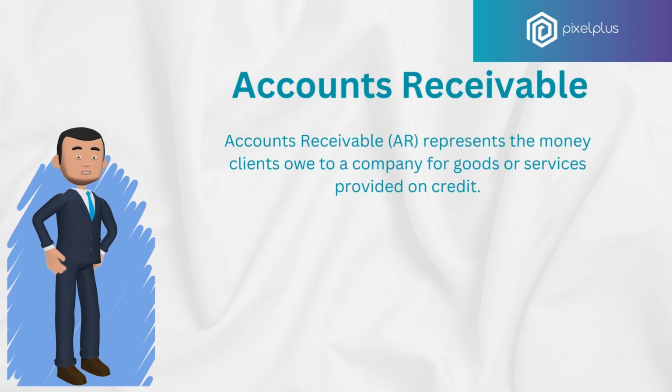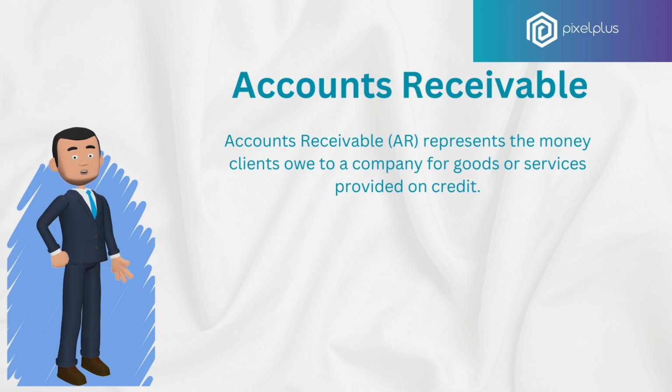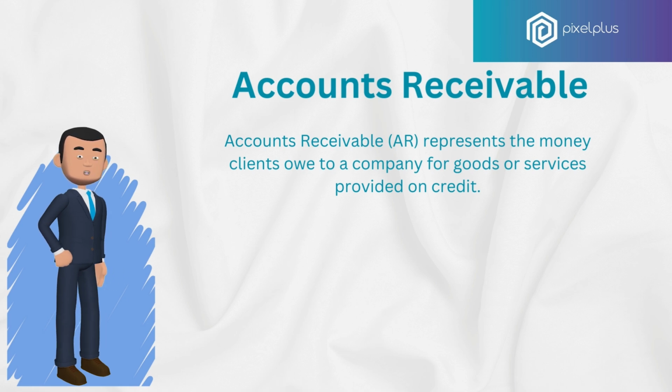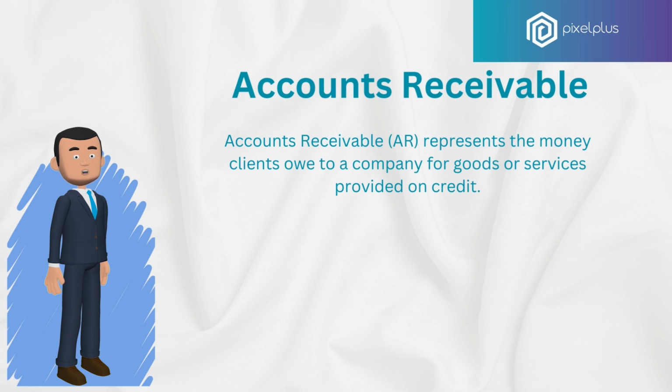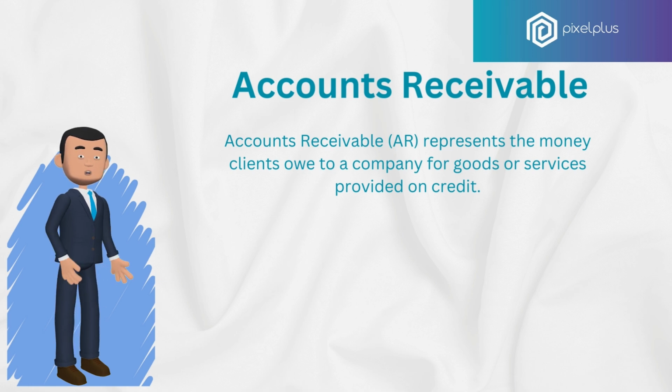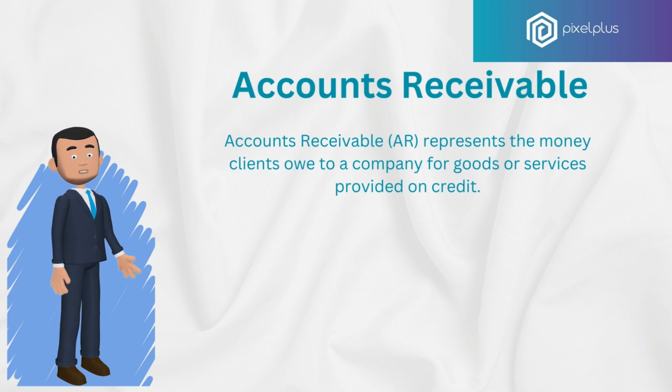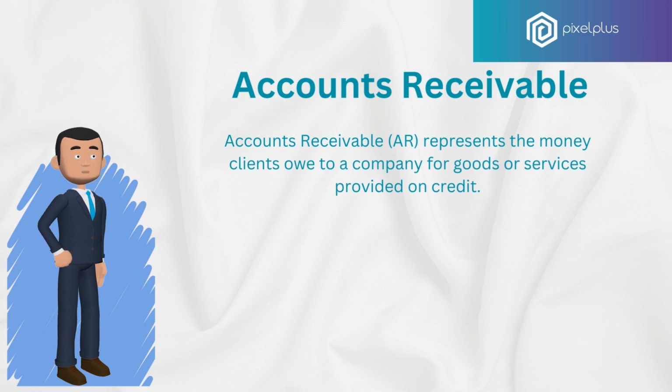The process begins when a company extends credit to its customers, allowing them to purchase products or services on account. These transactions are recorded in the accounts receivable ledger, which tracks the outstanding amounts owed by each customer. Effective management of accounts receivable is crucial for maintaining healthy cash flow. This involves issuing timely and accurate invoices, monitoring outstanding balances, and implementing a structured collections process to ensure timely payments.